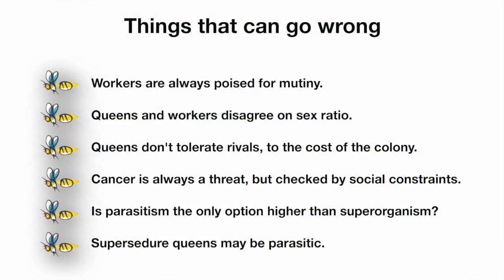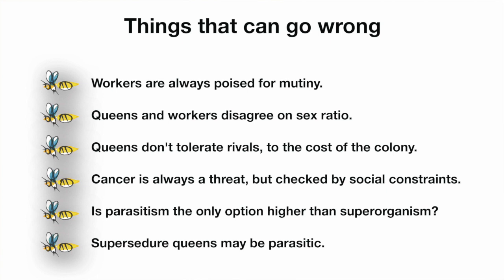All right. Okay, let's wrap up. I heard clapping, and I know there's a lunch in our future. Let me just recap these points. Here you go. Workers are always poised for mutiny. Queens and workers disagree on sex ratio. Queens don't tolerate rivals to the cost of the colony. All of which tells us that cancer is always a threat, but it's checked by social constraints.